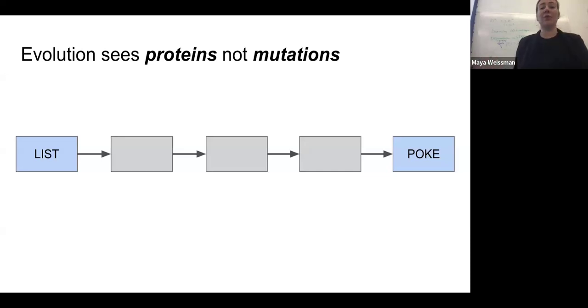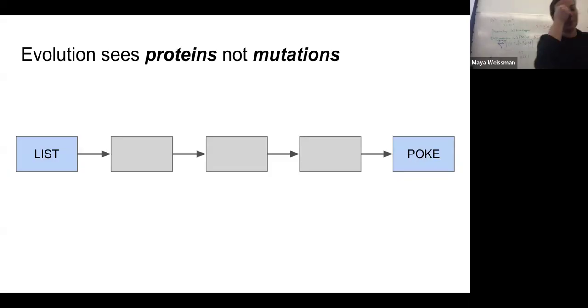So imagine I want to go from list to poke. I want everyone to come up, on a piece of paper or just in your head, with what pathway you would take from list to poke, changing one letter at a time, in the same way that we went from word to gene. And once you have a pathway, raise your hand so you can tell me.